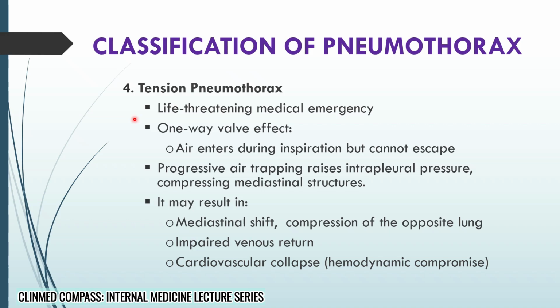In tension pneumothorax, we have what looks like a one-way valve effect. Air enters during inspiration but cannot escape. This causes progressive air trapping, which eventually raises the intrapleural pressure, compressing mediastinal structures. The rising intrapleural pressure results in mediastinal shifts, compression of the opposite lung, impaired venous return, and eventually cardiovascular collapse.